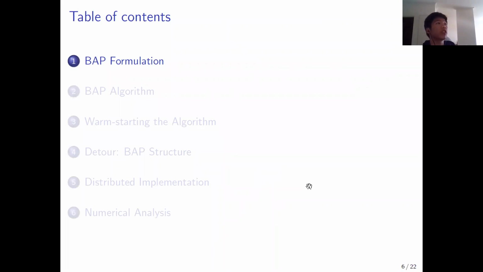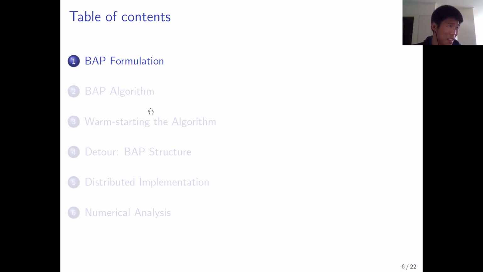Okay, so that was the introductory slides, and the rest of the talk will be as follows. I am going to go through the bottleneck assignment problem formulation. Then we'll talk about an algorithm that solves the BAP. The claim here isn't that this is the only algorithm that will solve the BAP, but this particular algorithm has some interesting things that we can get out of it. And that is the warm starting of the algorithm. It allows us to take advantage of certain properties to warm start. It also allows us to come up with a distributed implementation of this algorithm.